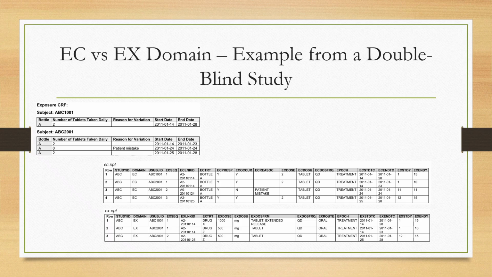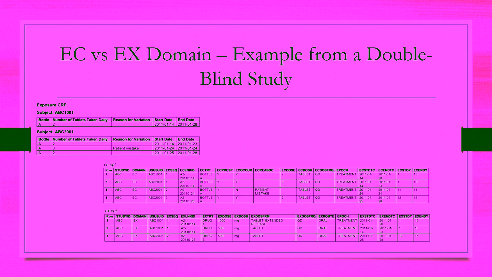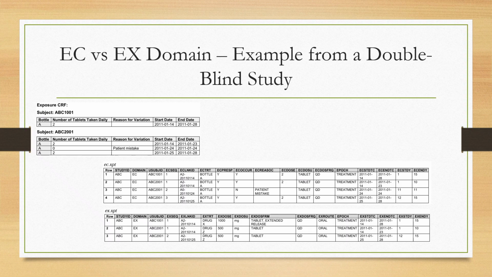So in this example, you have two things to note. The first thing is that if there is a missed dose record, then it will only be captured in your EC domain and it will not go in your EX domain. The second thing to note here is that the information which is populated in EC is what we have collected on your CRF form, and the units will be the same as what we have collected on the CRF form. But in case of EX, the dose and the dose unit will always be populated as mentioned in your protocol.